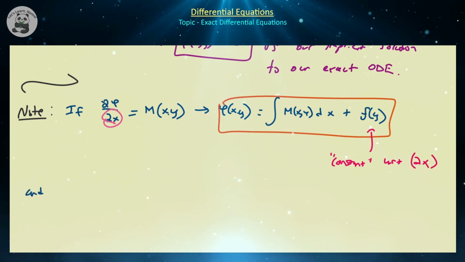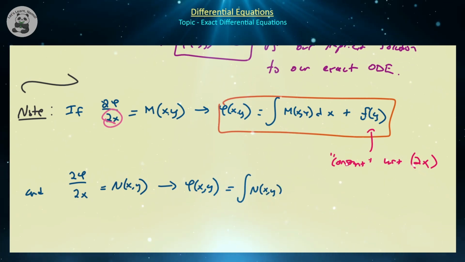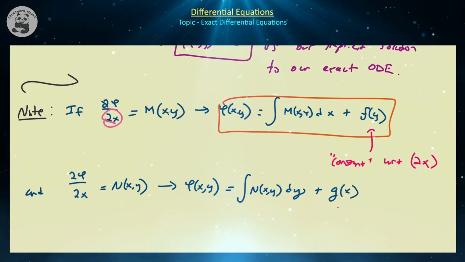And similarly, for the other criteria that phi has, if we take the partial derivative of phi with respect to y, which was assumed to be equal to N(x,y), then phi is going to be equal to the integral of N(x,y) with respect to y plus some constant, but that constant would be something like g of x. Because keep in mind, this is a constant with respect to the partial derivative with respect to y, with respect to the differential of y.